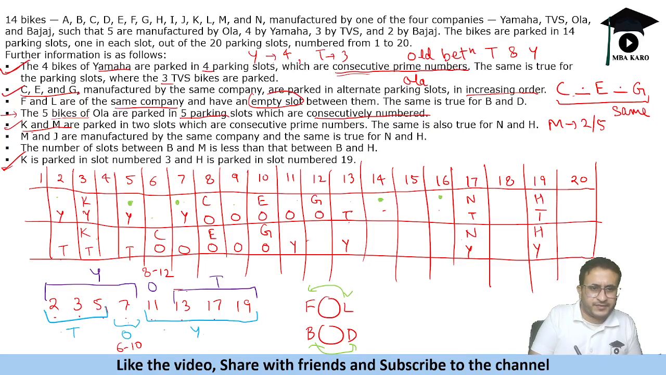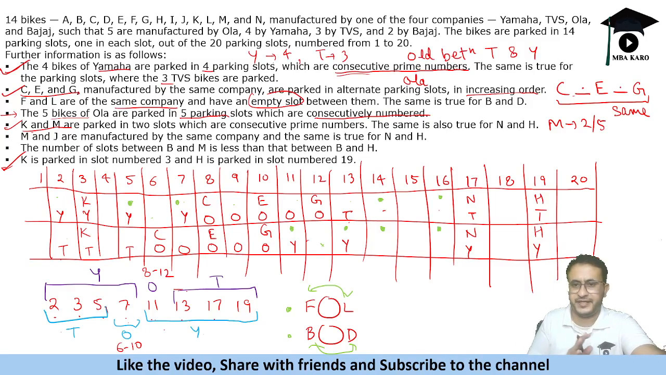In this case, we cannot put here, like 3 is already occupied. Then we can have 11 and 13, one of the pairs, with an empty slot in between them, and another pair can be... So these dots denote the pairs FL and BD. So FL and BD pairs can be put in these four slots. Which one is which, we'll figure out later.